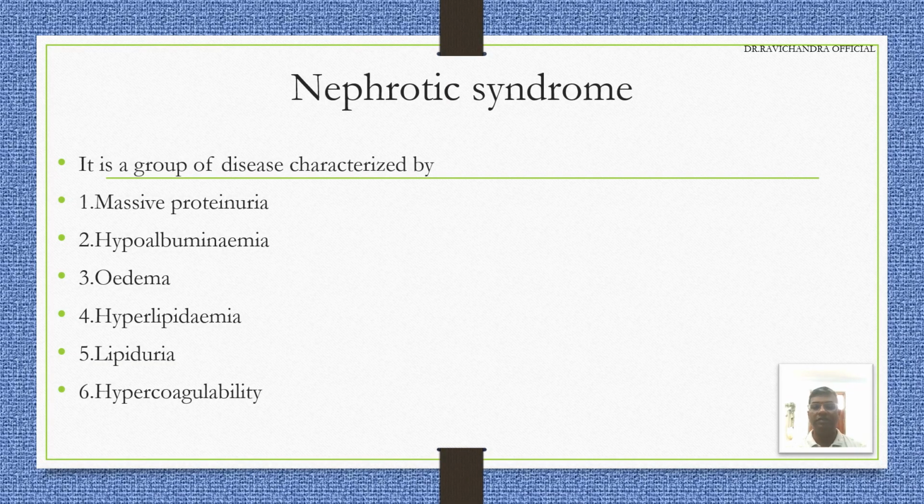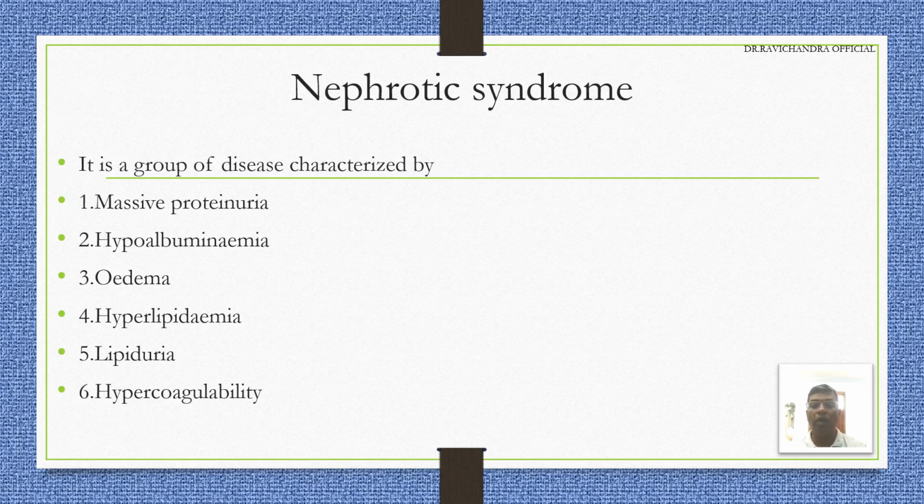In this video, we will discuss nephrotic syndrome. Nephrotic syndrome is a group of diseases characterized by massive proteinuria, hypoalbuminemia, edema, hyperlipidemia, lipiduria, and hypercoagulability. All these 6 features will be the characteristic features of nephrotic syndrome.